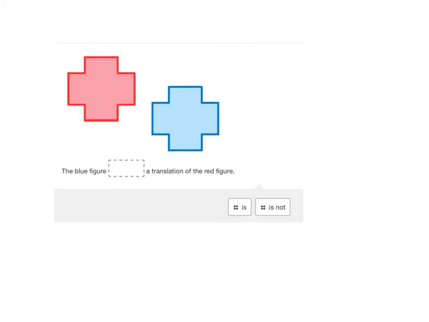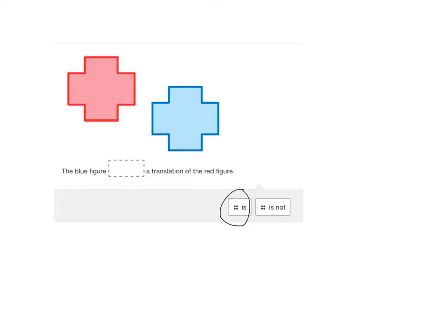This one here is kind of interesting. I don't understand exactly why the textbook used this, but does it look like it's a slide? Well, it certainly does look like it's a slide. It looks like it slid down and then over, right? And so the correct answer is that it is, but the reason why I don't like this one is because could this one also be a rotation? Yeah, it certainly could be a rotation.